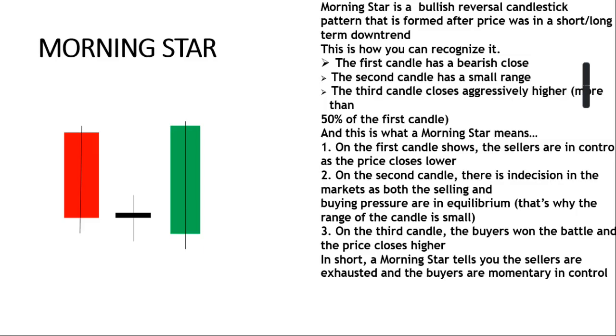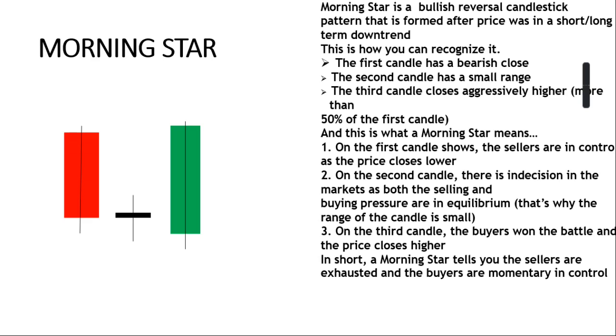Okay, the next one is the morning star. What is a morning star? Just like our previous candlestick, the hammer, this is also a bullish reversal pattern. It is one of the strongest bullish reversal patterns. How is it formed? It is formed after price was in either a short or long-term downtrend. And how do you recognize it?